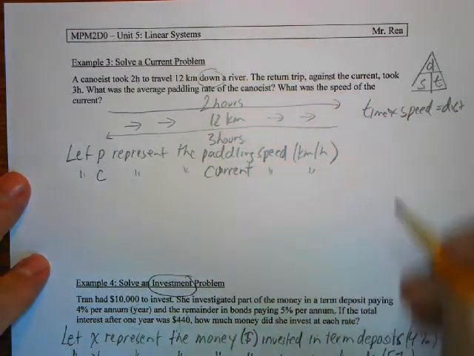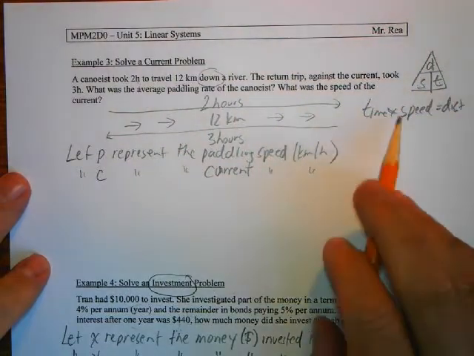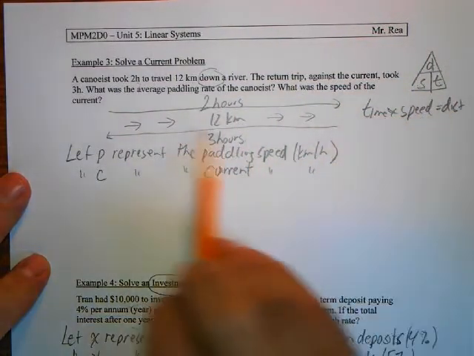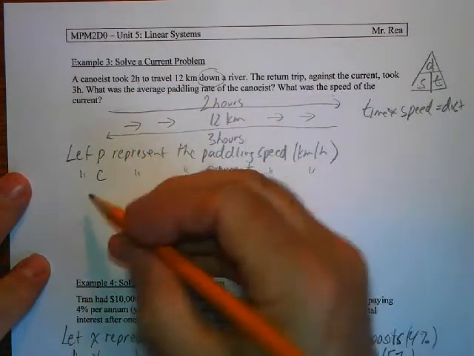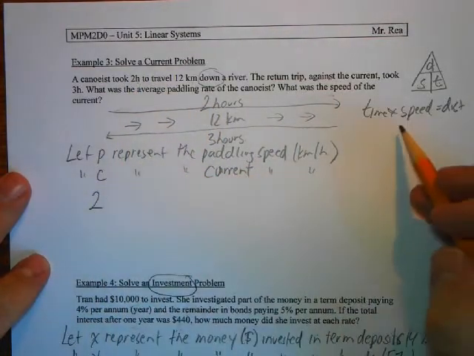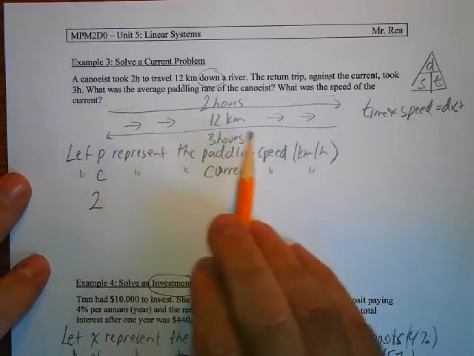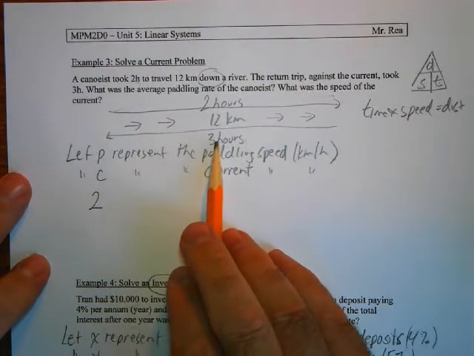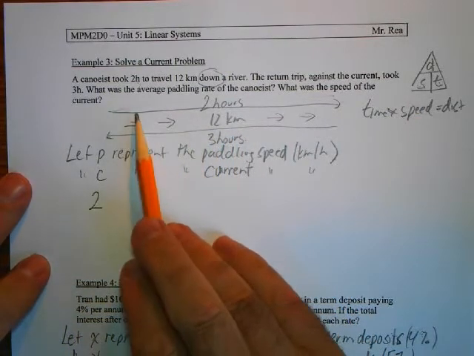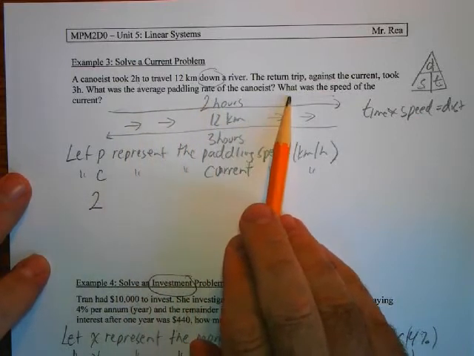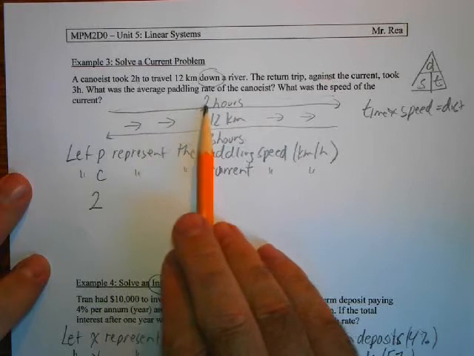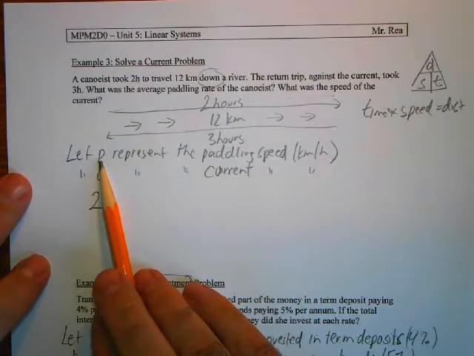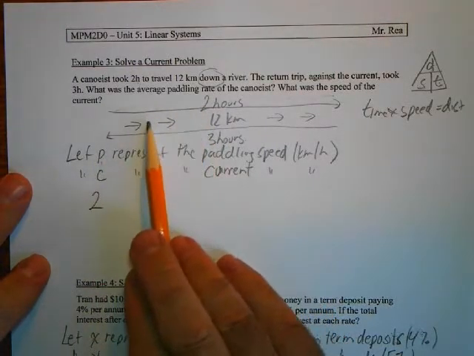Back to our formula: time times speed equals distance. On this first leg, the time is 2 hours. The speed, well, we don't know the speed. That's what we're trying to find out. But if you're going downstream and there is no current at all, your speed would just be P. But there is a current, and in this case, the current is helping you.